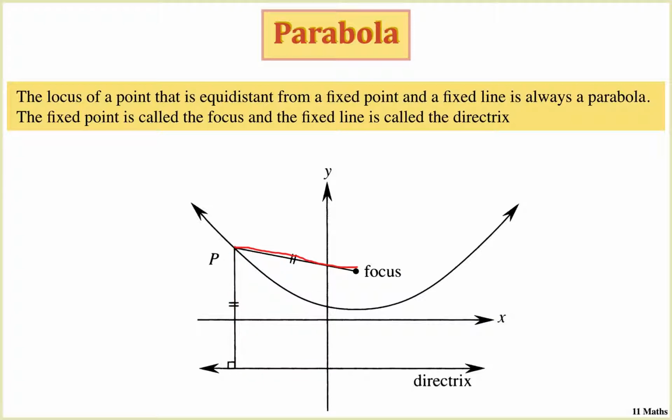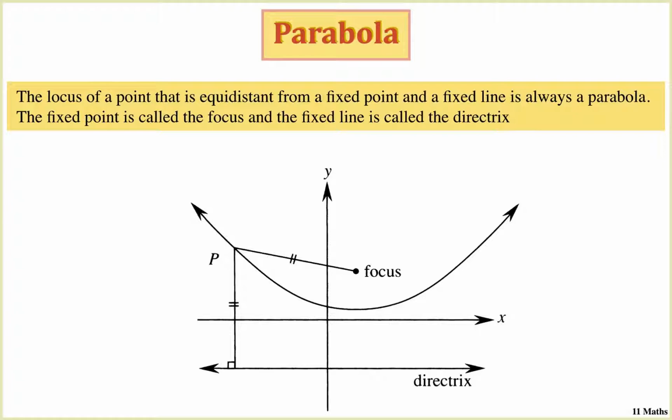So I could actually take my point P anywhere. Let's try it over here. The distance from the focus to the point on the parabola is the same as the distance to the directrix. I could go back down here. That distance is the same as that distance. So all of those distances are the same. So when you're dealing with a parabola, it's really important that you remember the distance from the focus to any point on the parabola is exactly the same as the distance from that point to the directrix.